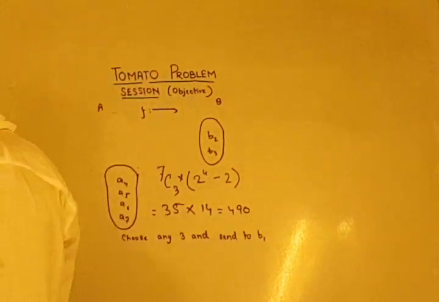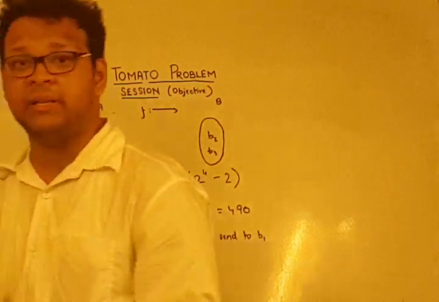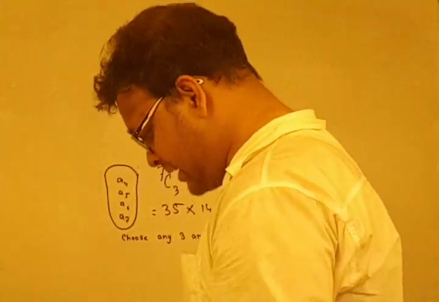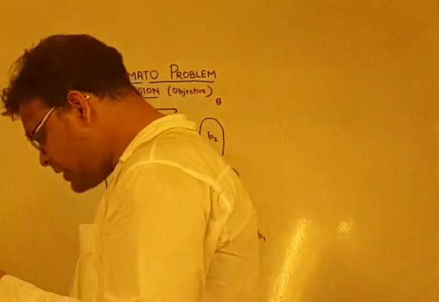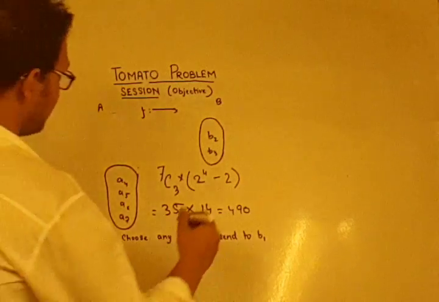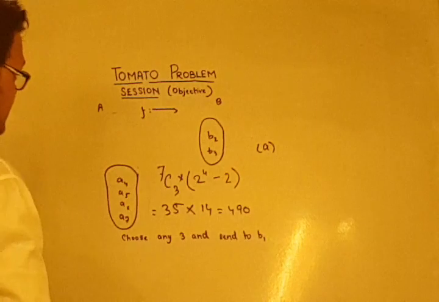And from the Test of Mathematics book that I have with me, so this is the Test of Mathematics book that I am talking of, and we are doing questions. From the book I just see which option is 490. So 490 is present in option A. So option A is the answer.